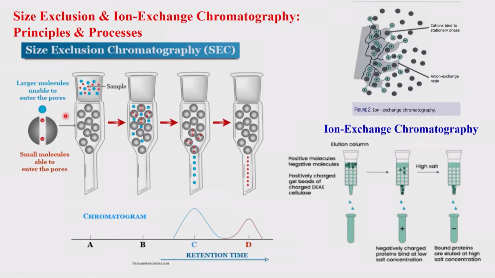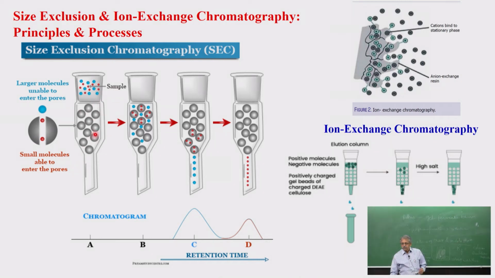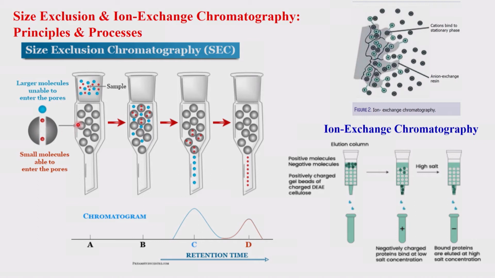You can see an example over here. You have a column, and you have put your material. This is a combination of some bluish and reddish particles, and their sizes are also different. You can see the large and smaller ones, and as a principle, the smaller ones go into this bead. They get trapped, and these ones will not go in, so they will come out. In the second step, you can see that the red ones are trapped inside and the blue ones are outside. Therefore, the red ones will move slowly because they are getting trapped, and the blue ones, which are bigger, will go faster. So you can collect this first, and you can see the peak coming over here.